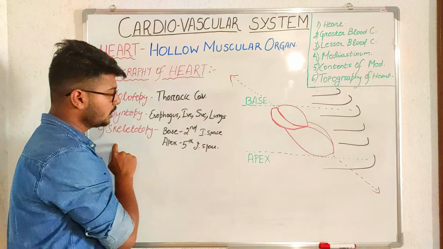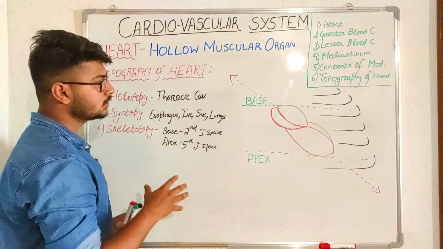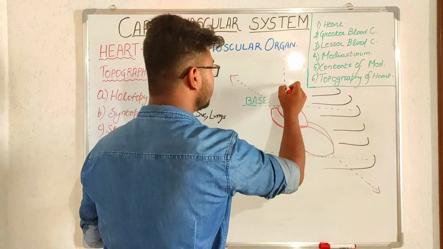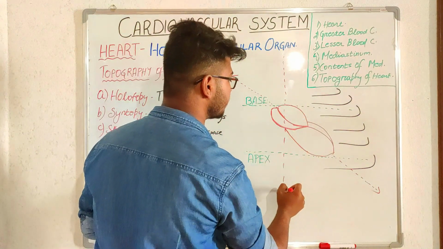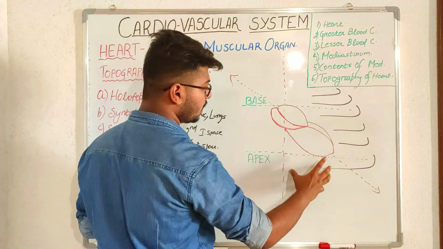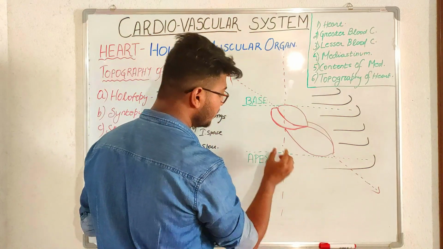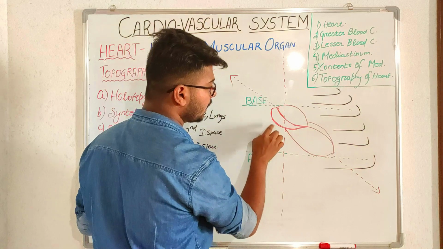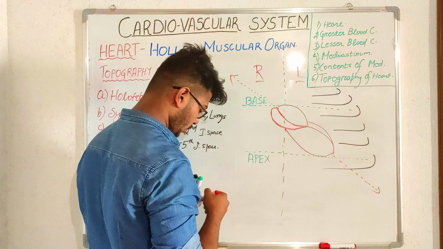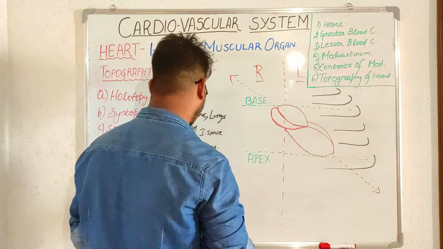Then skeletotopy. What is the skeletotopy of the heart? Most of the heart lies in the left part. If this is the axis or the median line of our body, then most of the heart is located in the left portion of our body, and some little part is located in the right side of the body. If this is right, this is left.